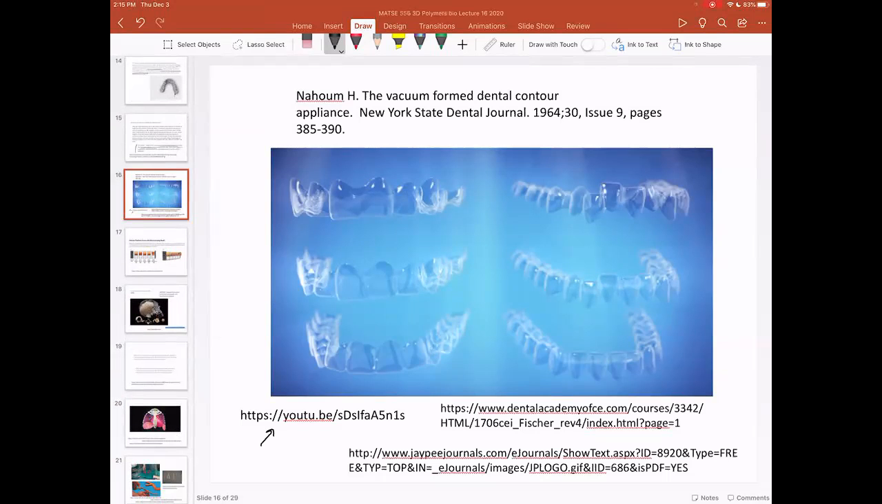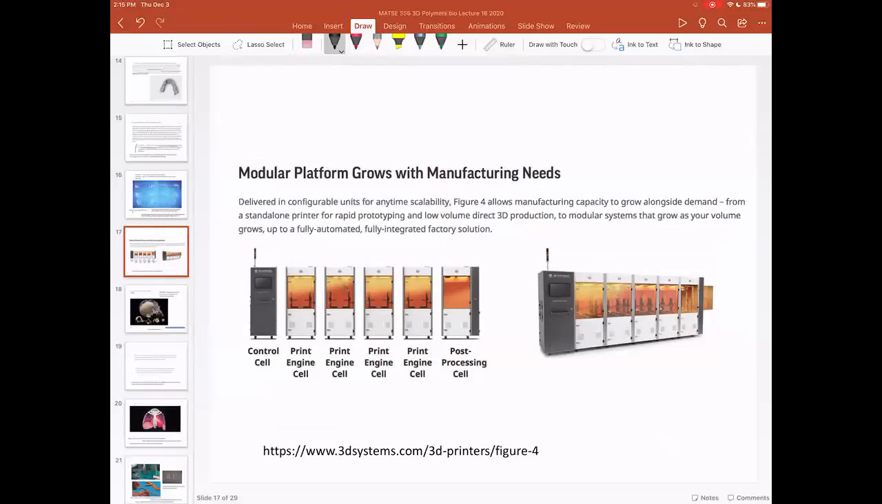Now, if you've ever done a lot of 3D printing, you know, again, how do you make 220,000 of something custom? If you have one Formlabs printer, you're not going to be able to do that. But the printer companies are thinking about these manufacturing challenges. So how do you take a Figure 4, which is a stereolithography printer from 3D Systems, and integrate a number of these printers together? So you have a bunch of printers, you have a place for post-processing, and then you have a control unit that coordinates all of these.